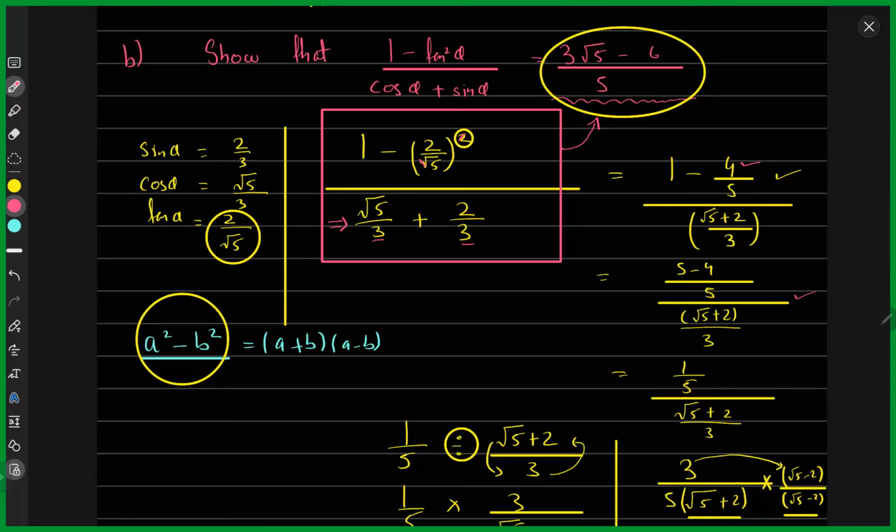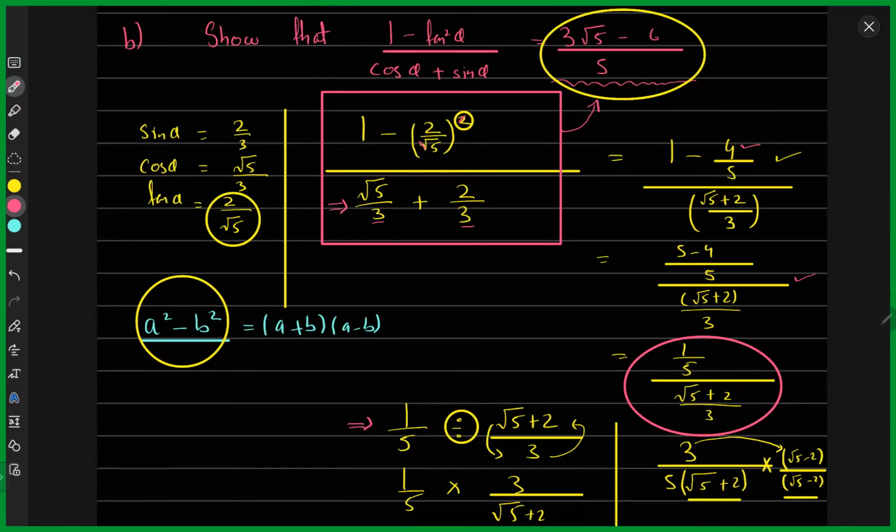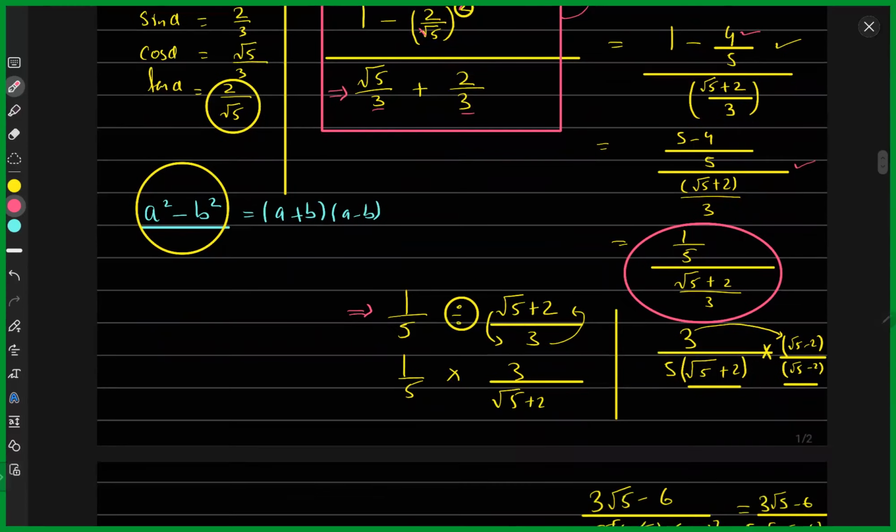At this point, I was not able to analyze the situation directly. So I wrote it this way: 1 by 5 divided by the other fraction. And in O levels, we used to simplify fractions this way, that whenever you had two fractions with a division sign between them, we used to convert the division sign to multiplication, and it's math. So you can't do anything one-sided. You need to balance it out.